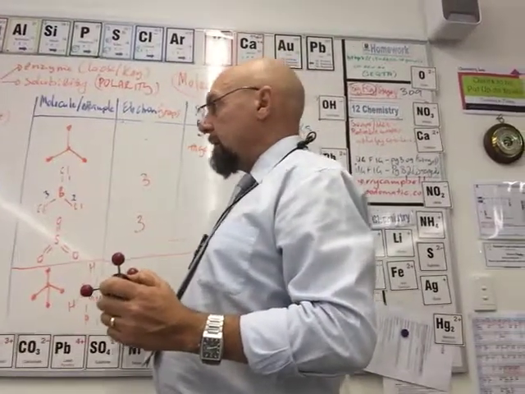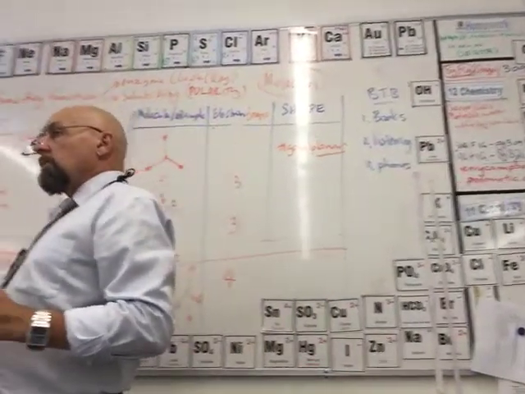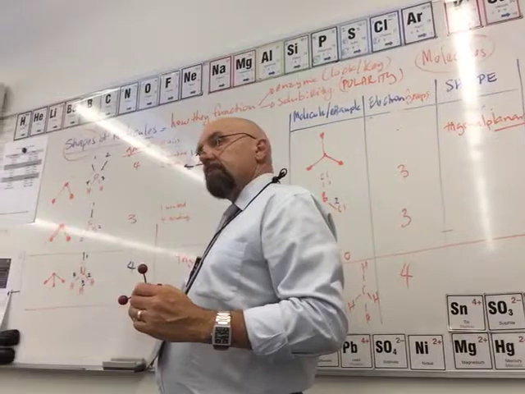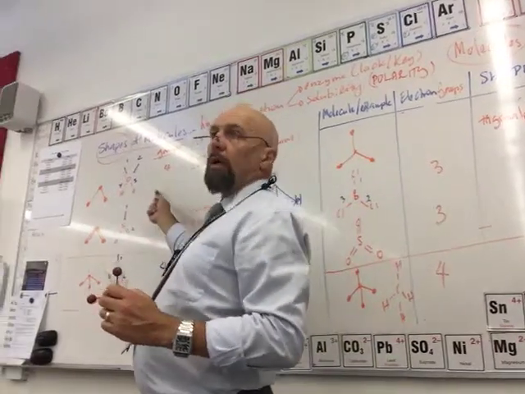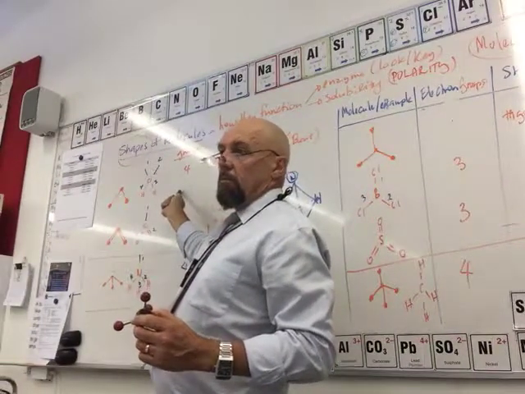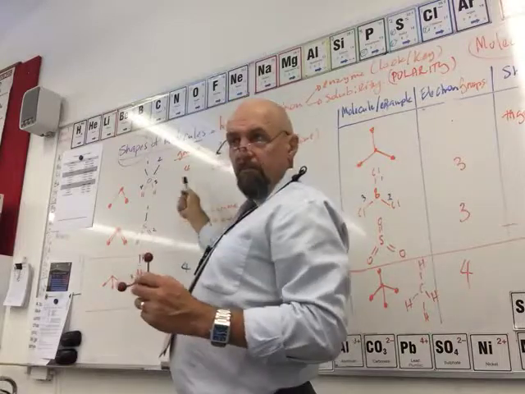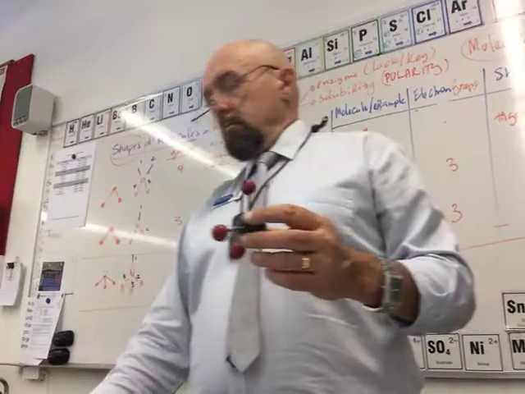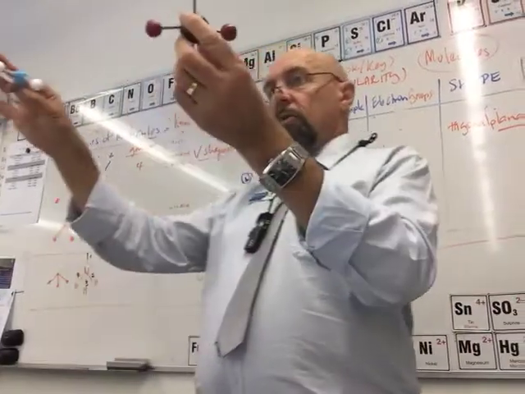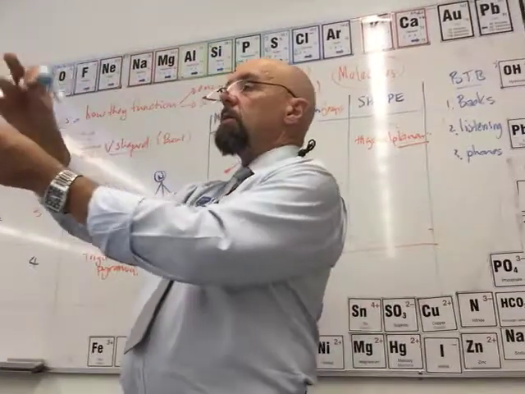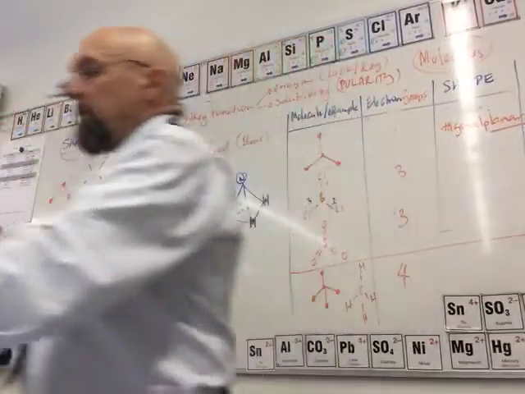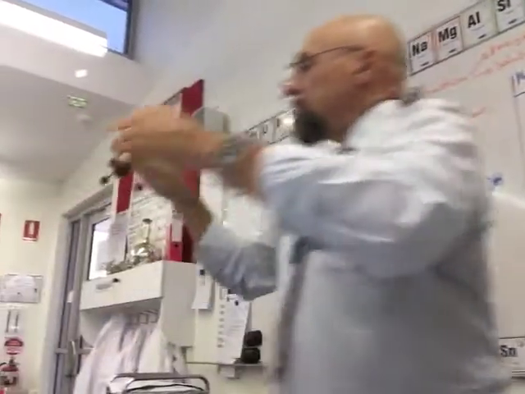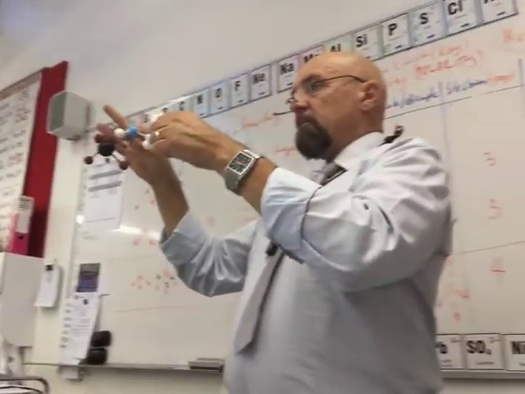If we go back, trigonal pyramid had 4 groups, water had 4 groups. What was the difference between a V-shaped and a trigonal pyramid? Here's a trigonal pyramid, okay, there it is, tetrahedral, trigonal pyramid, and here's my V-shaped. They're all based on 4.